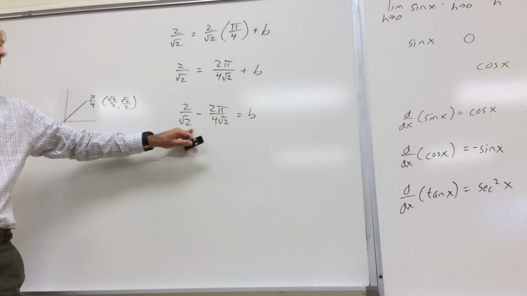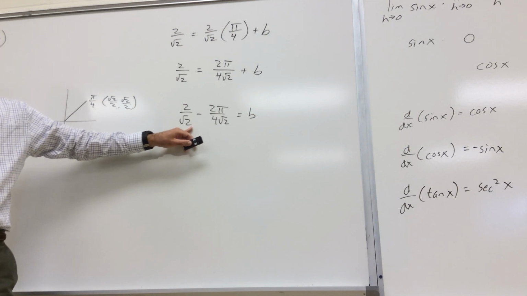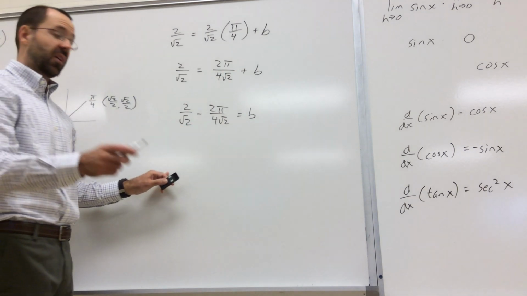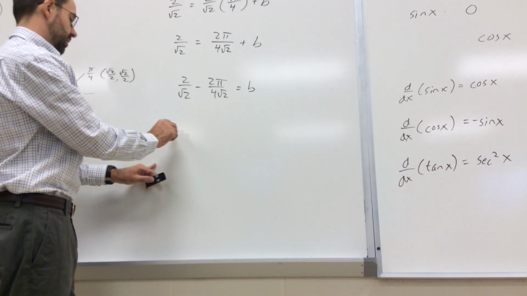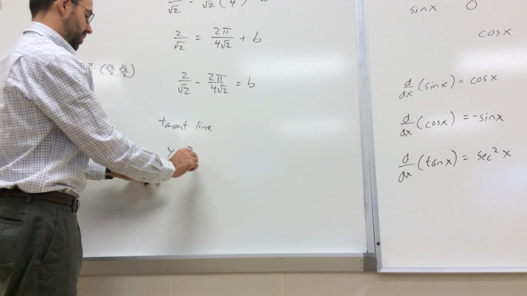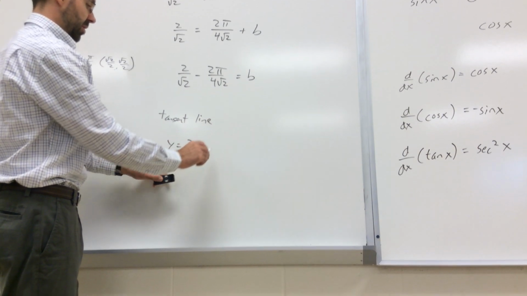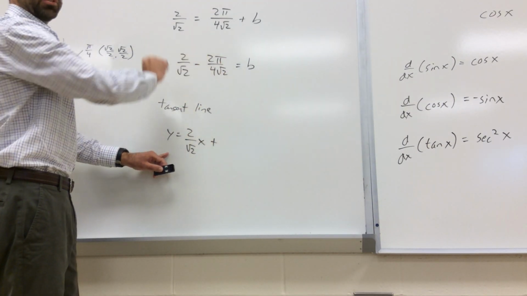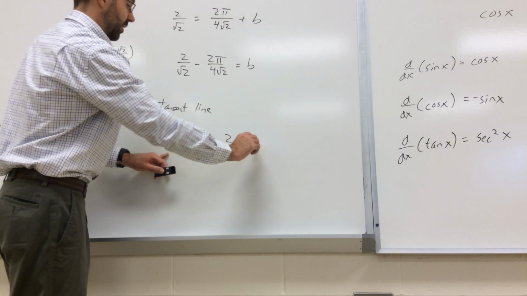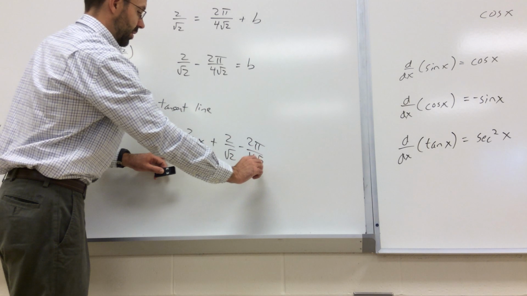And if I wanted to, I could get a common denominator and combine those fractions. But I don't need to. This is b. Okay, so the final answer for the tangent line is y equals 2 over root 2 x plus this whole mess, which is b. 2 over root 2 minus 2 pi over 4 root 2.